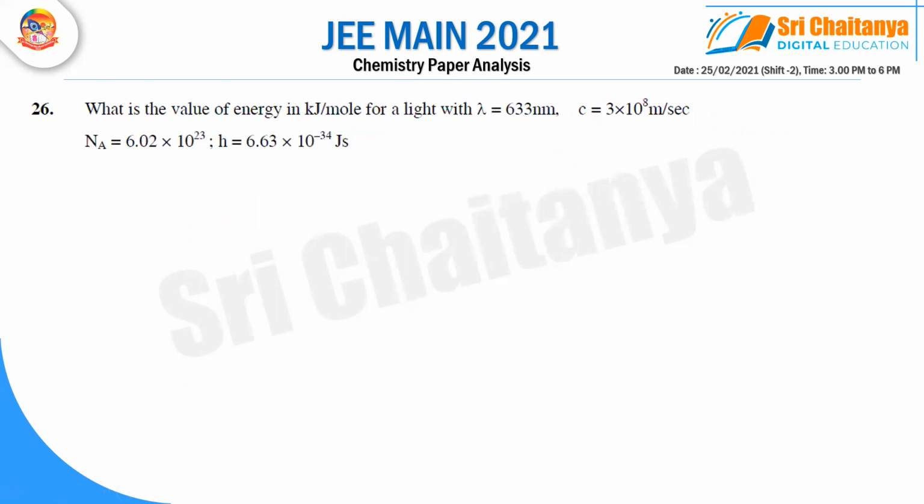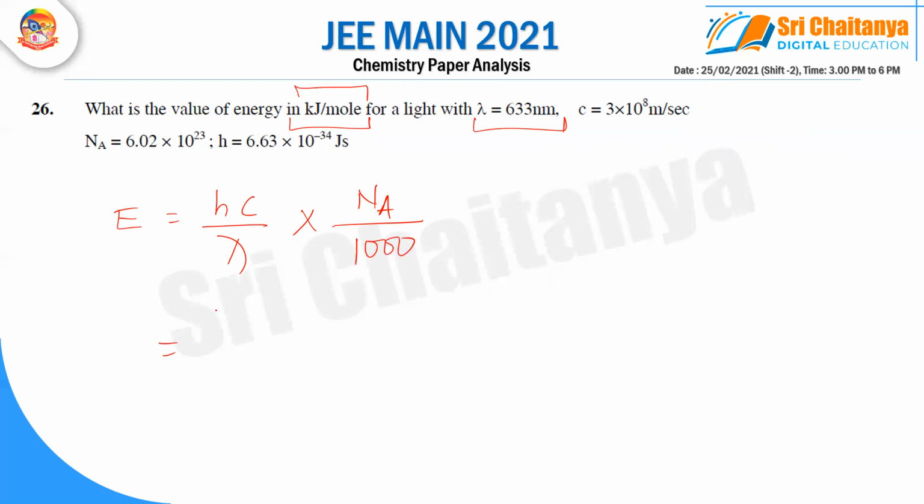Next, we have: what is the value of energy in kilojoule for light which has a wavelength this much? So this is also very easy. Energy can be written as hc by lambda, but they are asking in kilojoule per mole. So you need to multiply this whole thing by Na. And since they're asking in kilojoule, you have to again divide it by 1000.